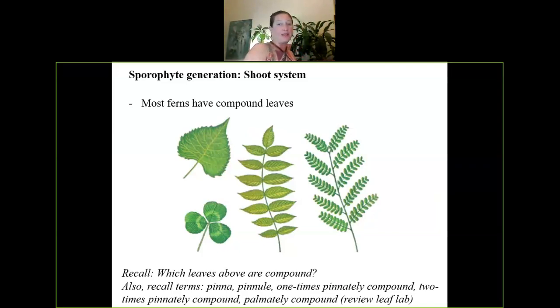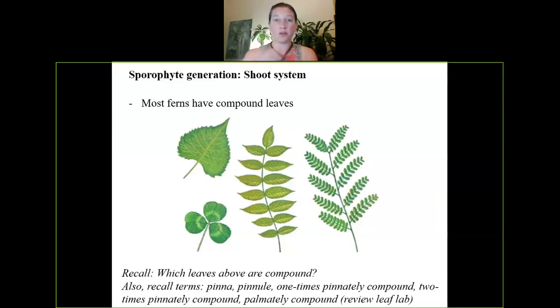So when you're seeing leaves anytime in the plant science lab, you should try to think about characteristics that you could use to describe that leaf, right? Is it simple or is it compound? Which of these leaves on this slide are compound? If you don't know the answer to that, you need to go back to the leaf lab.